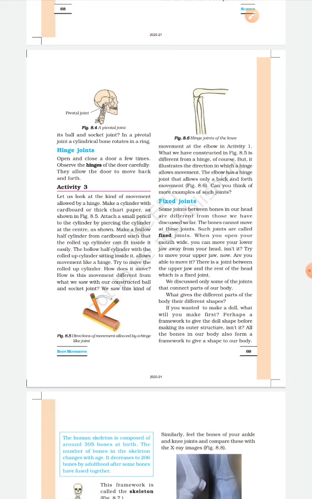I have given you the example of our upper jaw and lower jaw. Our upper jaw is always fixed with our skull. So that joint, which connects the upper jaw to the rest of our head, is called a fixed joint. And the lower jaw, which can move up and down, is called a non-fixed joint.